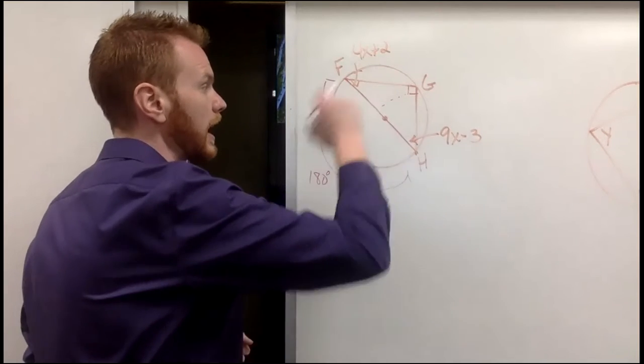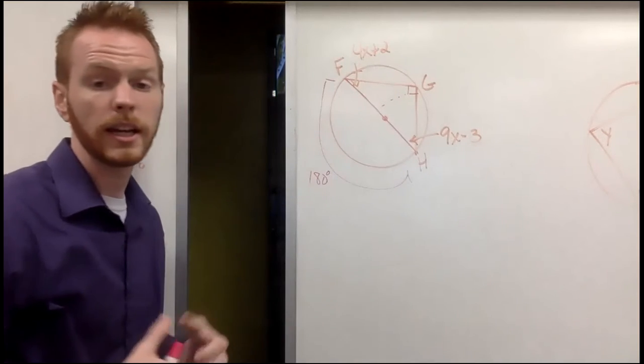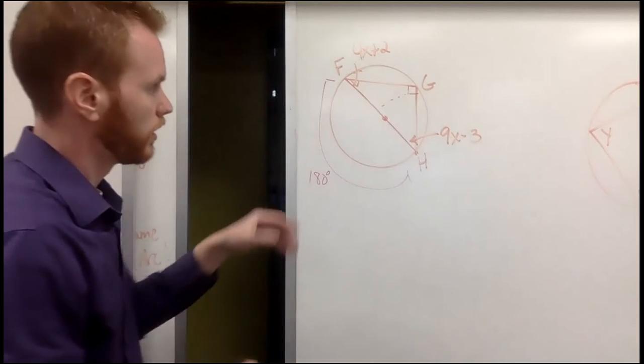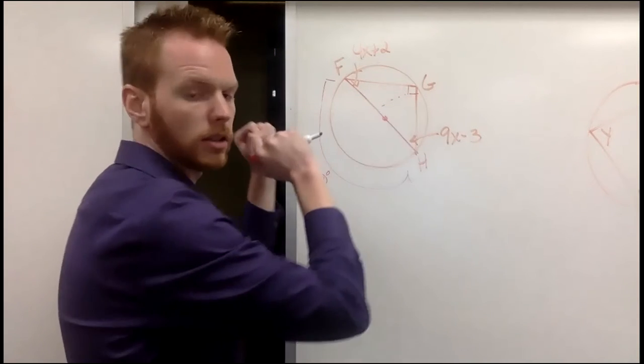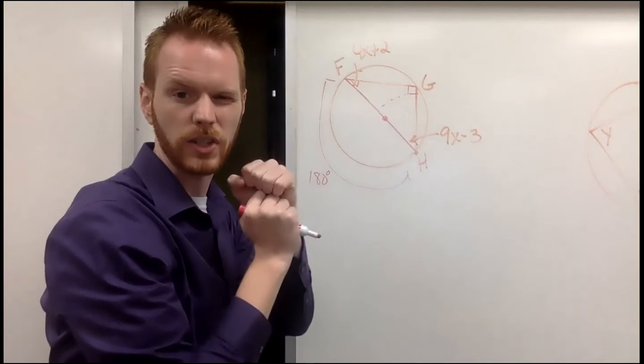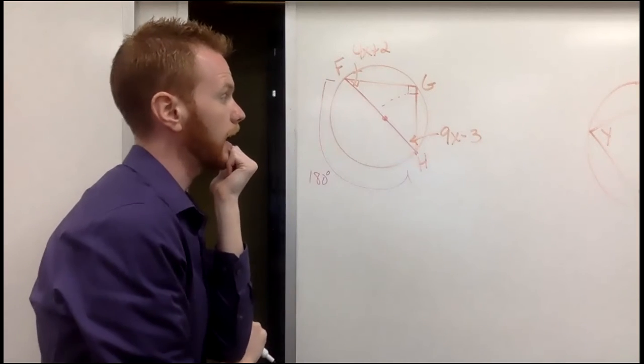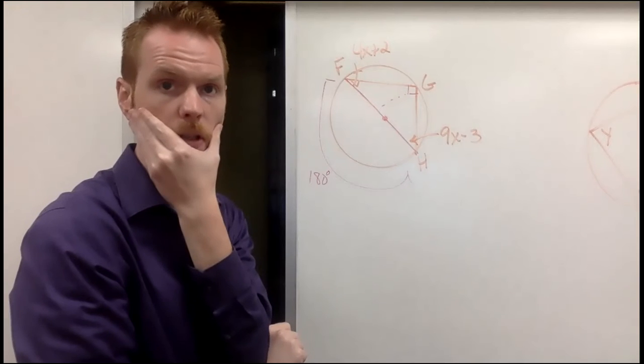Now, because I have a triangle, I know all the angles add up to 180 degrees. Now, if this is 90, we could actually cut the calculations down a little bit. I know that these two angles right here have to add up to 90, right? There's only 90 degrees left.